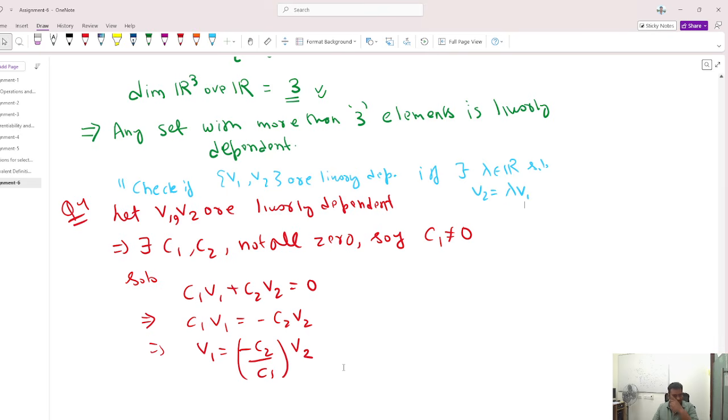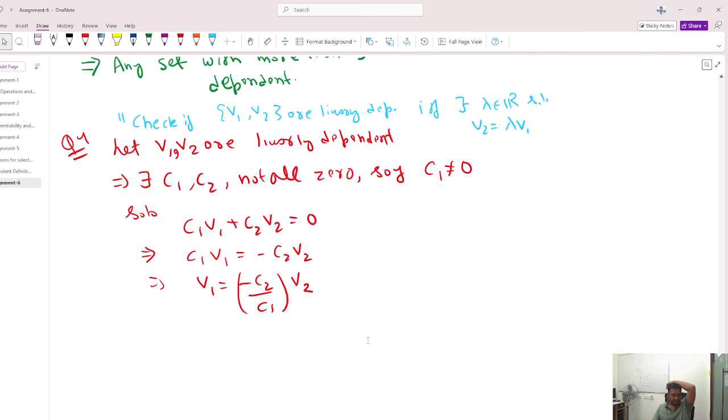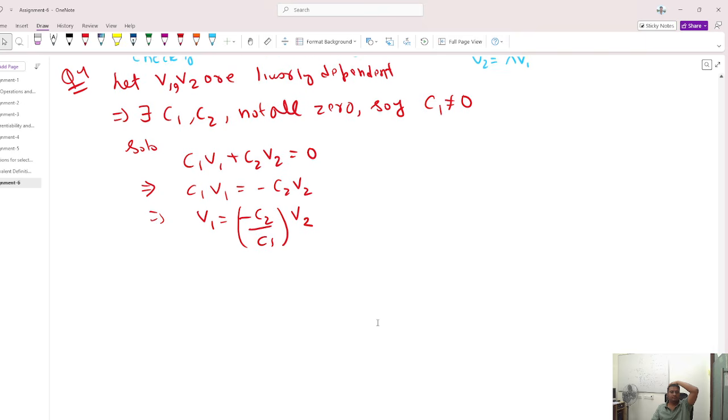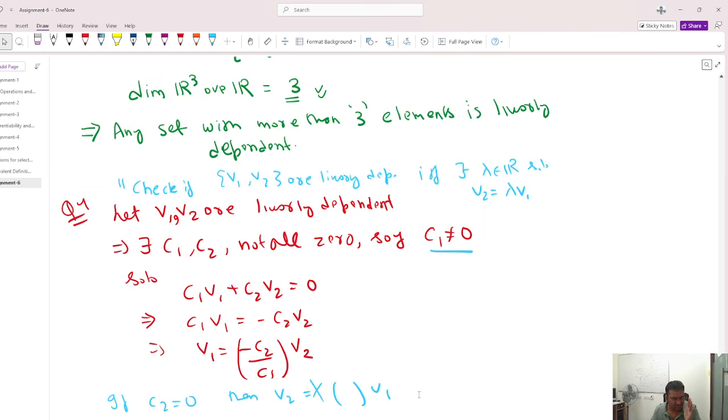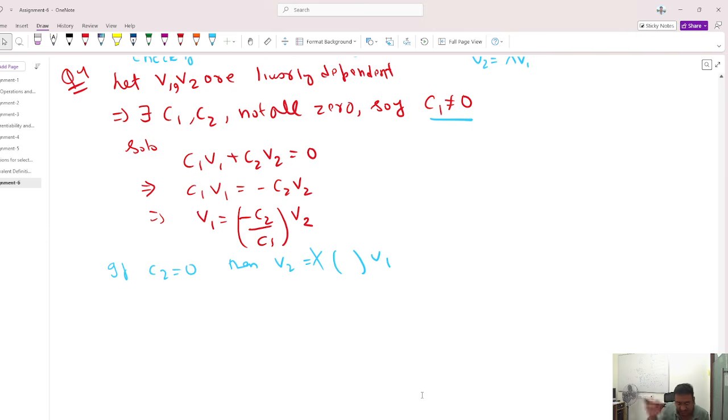Guys, note one thing. So we have something like this, right? So if you take these vectors, this depends upon the condition that C1 is non-zero. Maybe C2 is 0, right? For example, if C2 is 0, then you cannot express V2 in terms of V1, right? This is not possible. So this suggests this statement is not valid, at least the forward side.